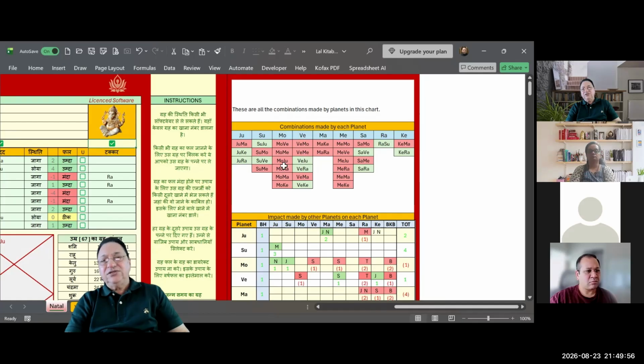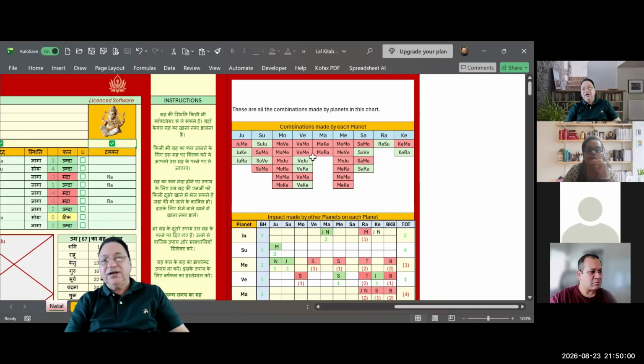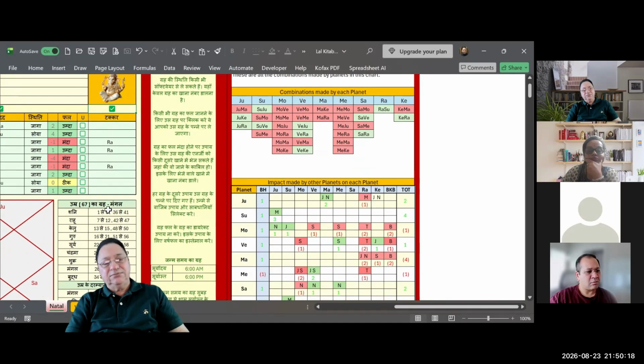See, the right side of the screen, I was going to come to that later, but let me explain. These are all the yutis which are made in the chart. These are the combinations, like what all planets Moon is making combination with. Similarly, what all planets Venus is making combination with. It becomes helpful. For example, this person is running the age 67, where Mangal is the dasha.